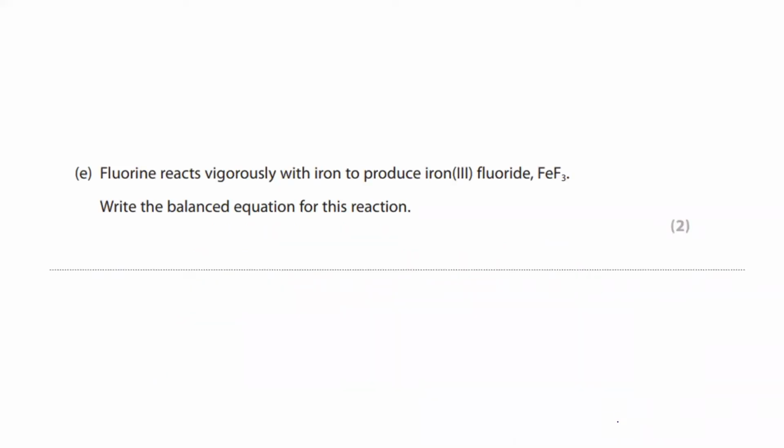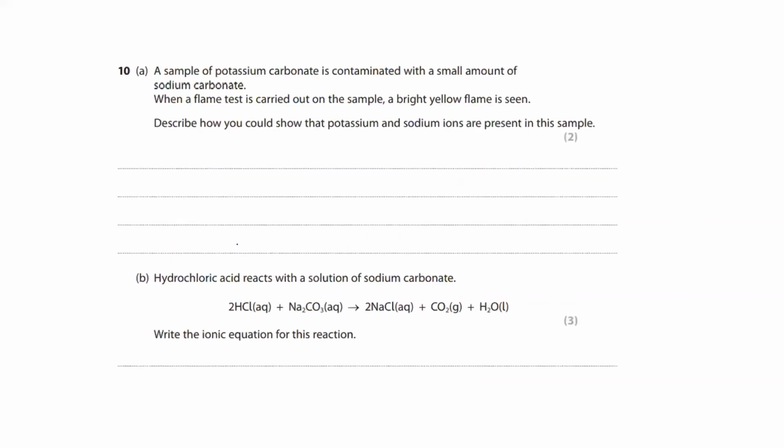Fluorine reacts vigorously with iron to produce iron(III) fluoride, FeF3. Write the balanced equation for this reaction. So fluorine, the gas F2, plus Fe goes to, and we're told, FeF3. So we've got 3 fluorines on this side, 2 on that. So we could try 3 and a 2. That might work. So 2, we've got 6, 6. Now we need a 2 in front of the iron. Okay, and that's done. Sometimes it's just trial and error, really.